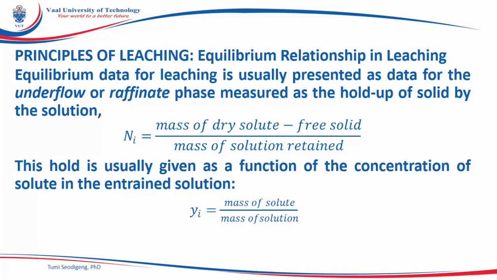Equilibrium data for leaching is usually presented as data for the underflow or raffinate phase, measured as a holdup of solid by the solution. It does sound a little bit counterintuitive because it is actually the solid that is holding up the liquid, but that's how it is. There are some presentations where you find that they use the inverse of this, and the notation for that holdup is given as Ki. This holdup is usually given as a function of the concentration of solute in the entrained solution, which basically is the mass of solute divided by the mass of solution.